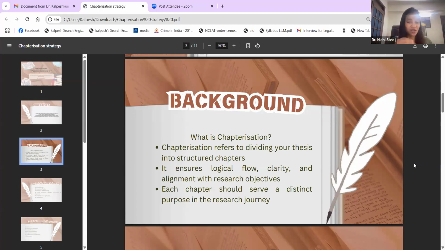And how do we make it structured? When there is flow, clarity, and alignment. I have been telling this to you right from the very beginning, that the first step before you start your chapterization is to align your title, research objective, and research question, and to check whether everything is aligned or not.